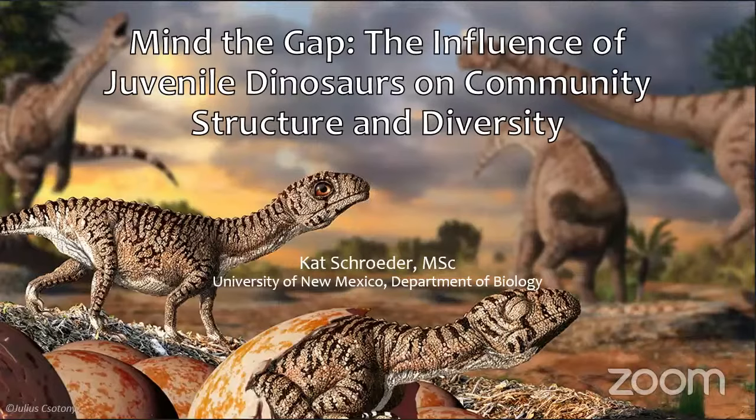Today, Kat Schroeder will be presenting the influence of juvenile dinosaurs on community structure and diversity. Kat Schroeder is a PhD candidate studying paleomacroecology at the University of New Mexico. She completed her master's degree in biology at the University of New Mexico under the advisement of Dr. Felisa Smith. For her master's and PhD, Kat has been studying the effects of extreme size and growth on the community structure and diversity of non-avian dinosaurs.